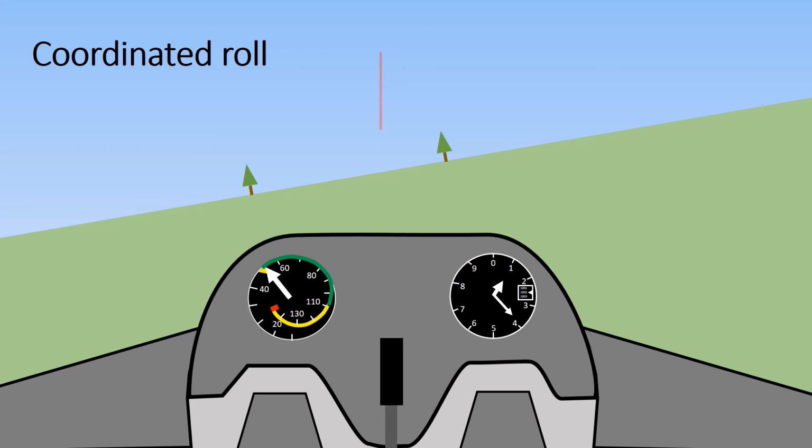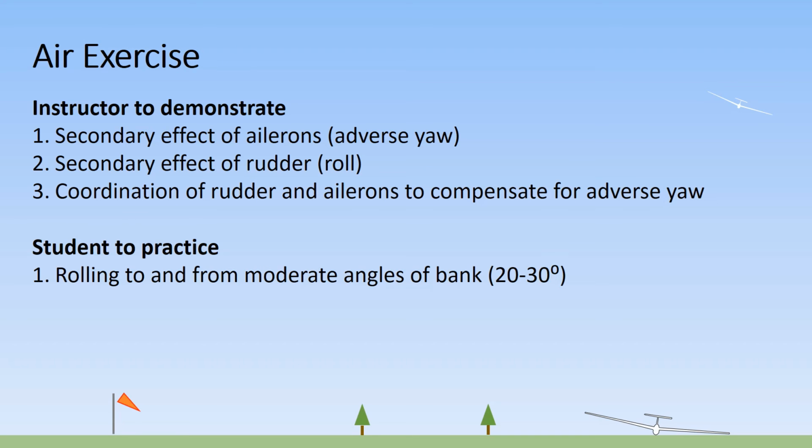Mastering the coordination of all three controls is the first major hurdle for new glider pilots and comes with plenty of practice. The air exercises associated with this briefing include the instructor demonstrating the secondary effects of the controls and how to coordinate them. The student should then practice rolling to and from moderate angles of bank.